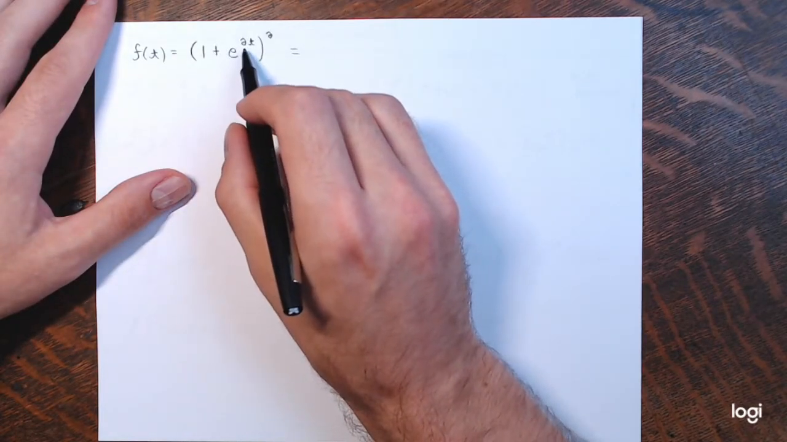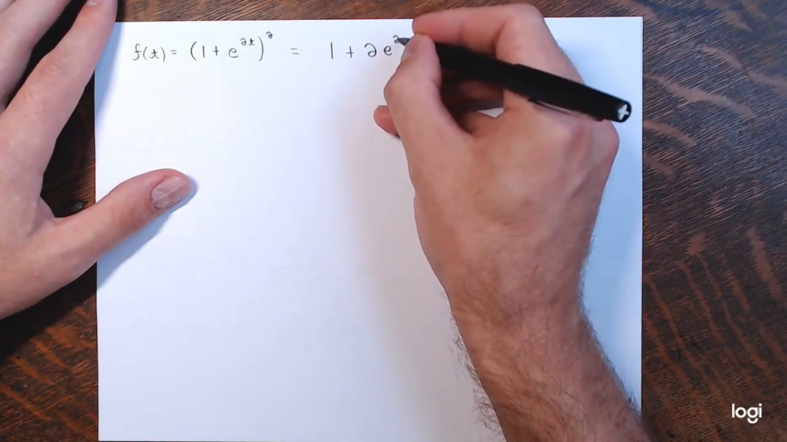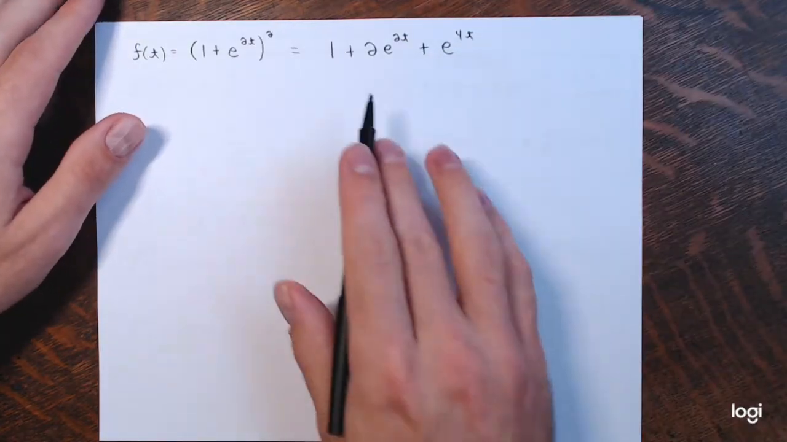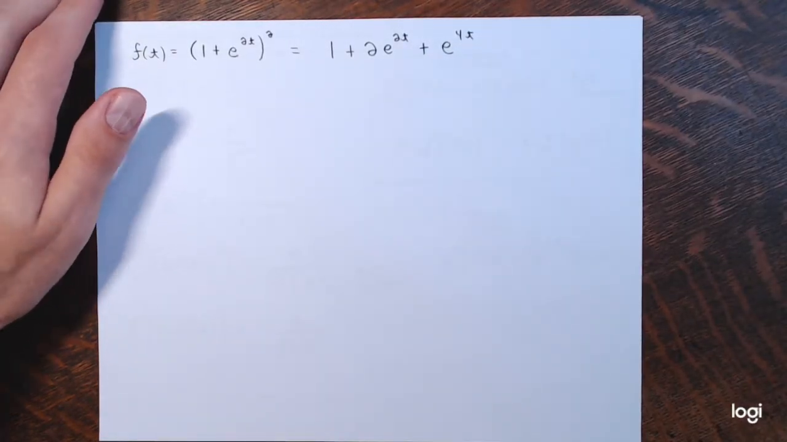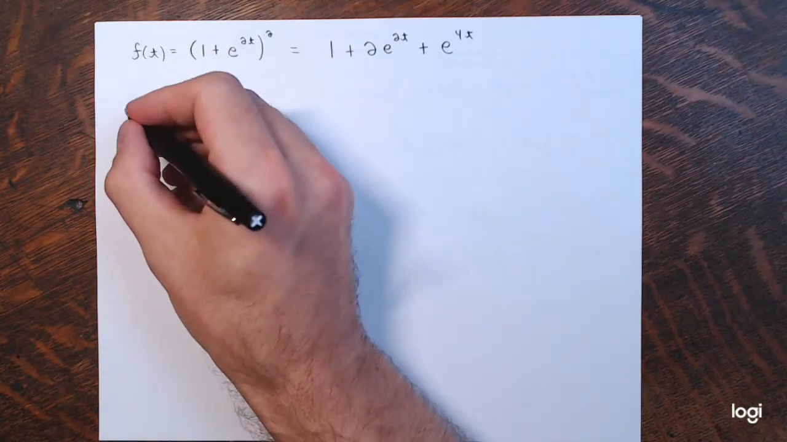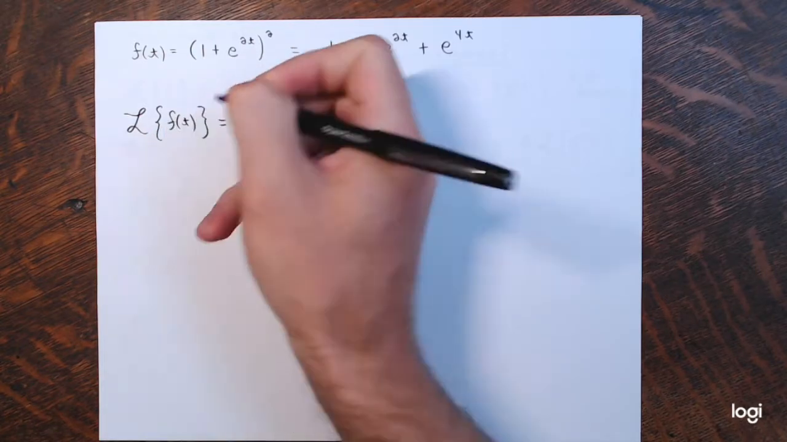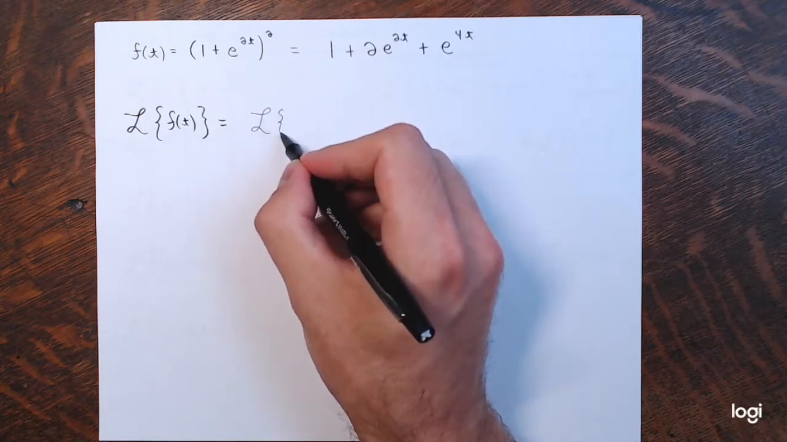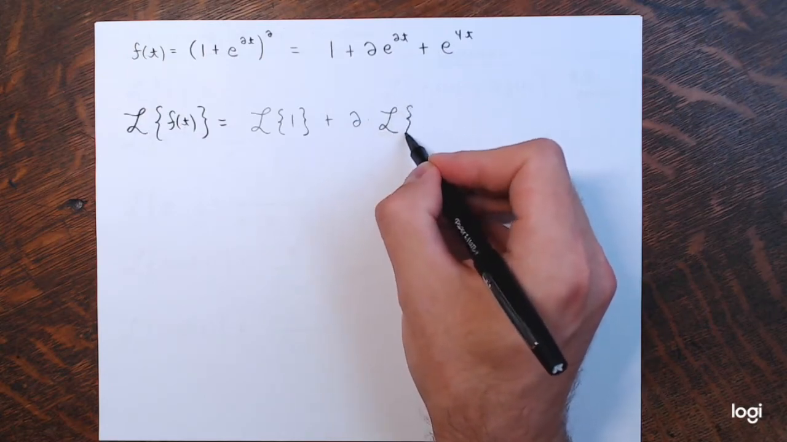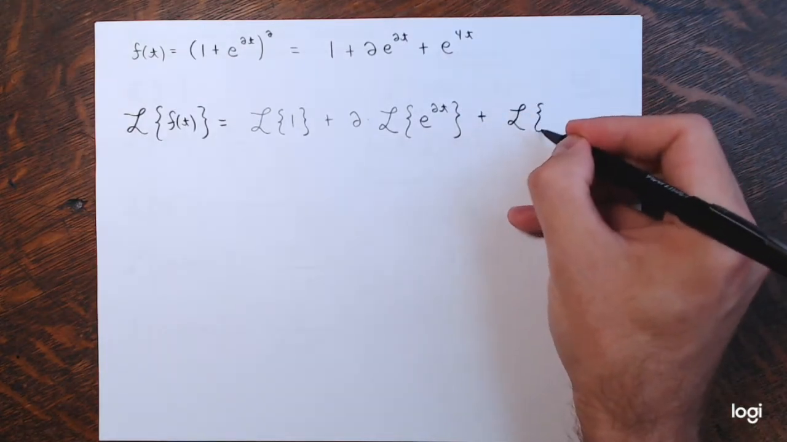So you have 1 plus e to the 2t, that quantity squared, that'd be 1 plus 2e to the 2t plus e to the 2t squared, or e to the 4t. All right, so there it is written out as a sum of a bunch of terms. Something I can apply the linearity property to, right? I couldn't apply the linearity property to this one. So the Laplace transform of this function, again going term by term, is just the Laplace transform of 1 plus 2 times the Laplace transform of e to the 2t plus the Laplace transform of e to the 4t.